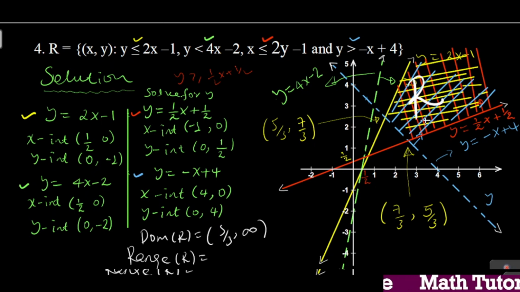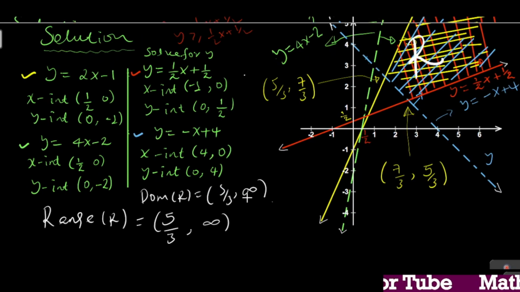The range of the relation. Which part of the y-axis do these shaded regions use? It uses the positive y-axis, starting from this point. This point is the intersection of this line and this line. It starts from 5/2 and goes up. The range is from 5/2 to infinity.